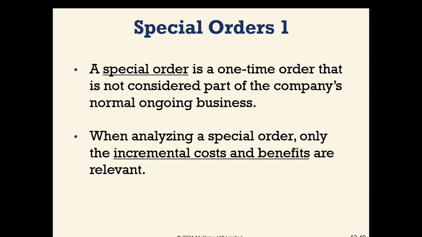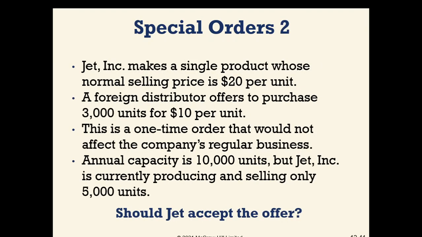Another decision that we make is whether or not to accept a special order. A special order is a one-time order that is not considered part of the company's normal ongoing business. For example, if somebody contacted us and said they want to purchase 2,000 units of our product, but at a reduced price, less than what we would typically sell it for, that would be considered a special order. When analyzing a special order, only the incremental costs and benefits are relevant, like we've seen in all of our other decision making.